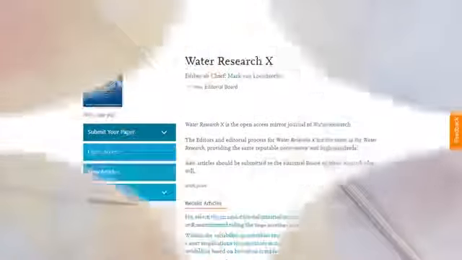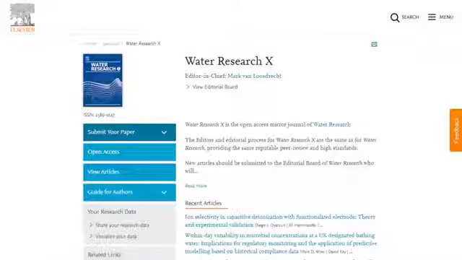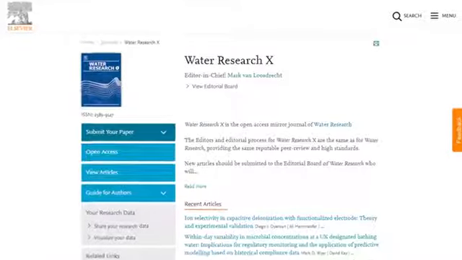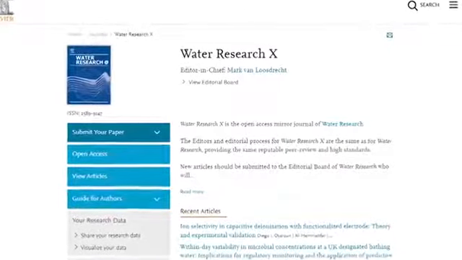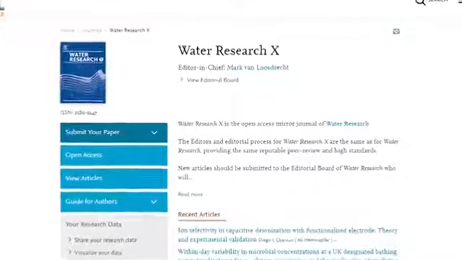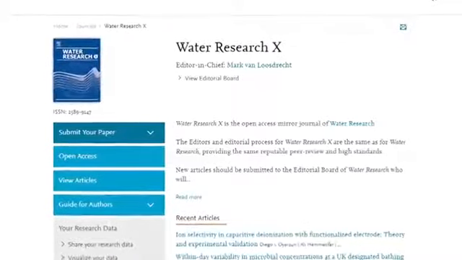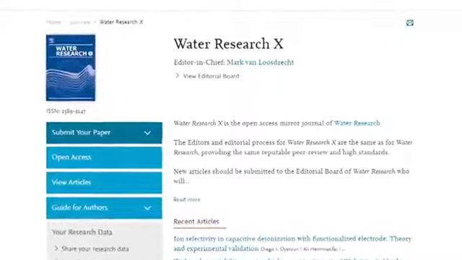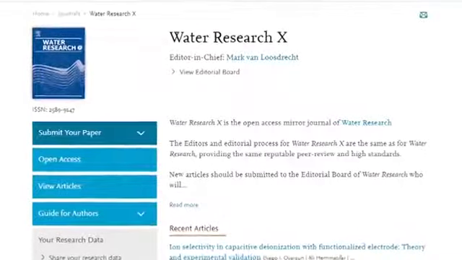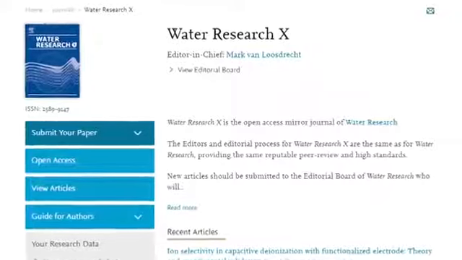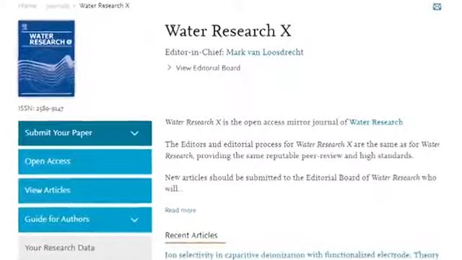So this is a very recent development, and see here the example of a mirror journal called Water Research X. Water Research is a well established paywall journal where one has to license the journal to access it, belonging to the publisher Elsevier, and Water Research X is a mirror journal of Water Research, and Water Research X is available in open access. So two versions of the same journal.